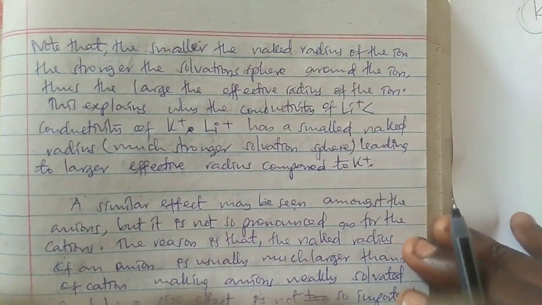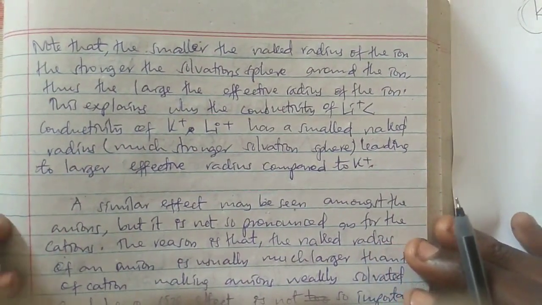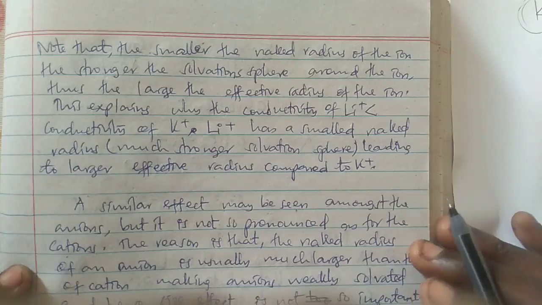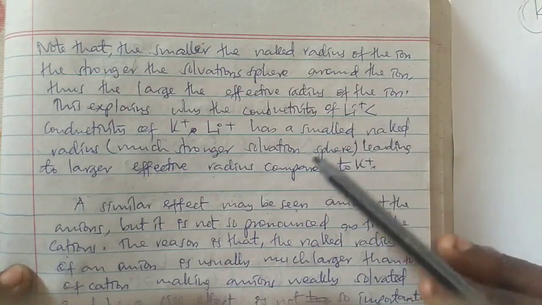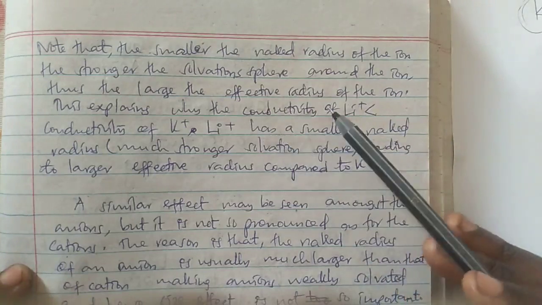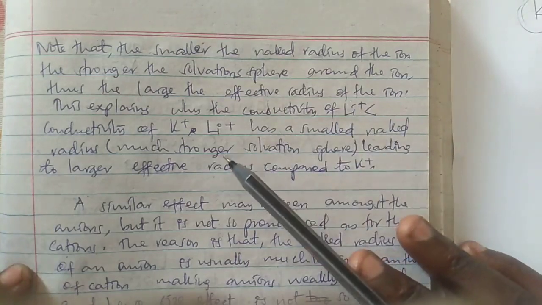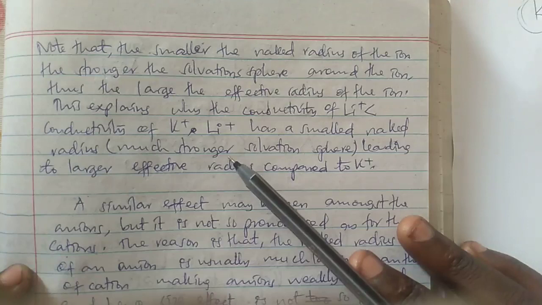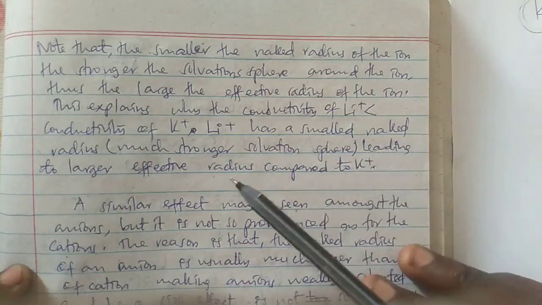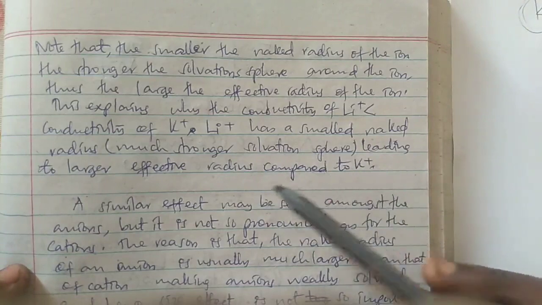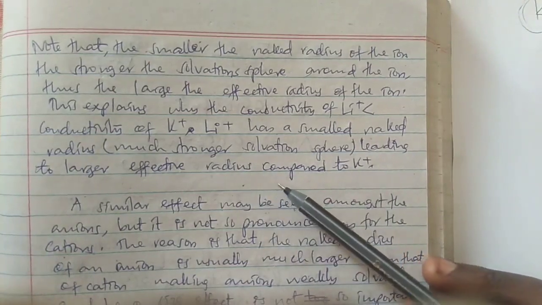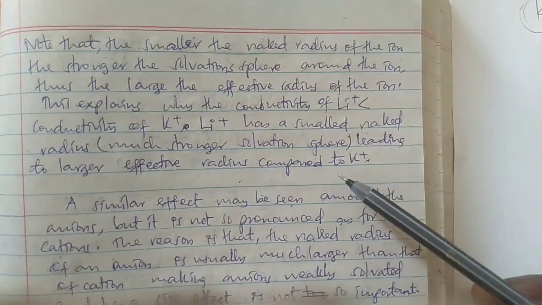Note that the smaller the radius of the ion, the stronger the solvation sphere around the ion, so the larger the effective radius of the ion. This explains why the conductivity of lithium is lower than the conductivity of potassium. Lithium has a small naked radius, so it has a much stronger solvation sphere, leading to a large effective radius compared to potassium.